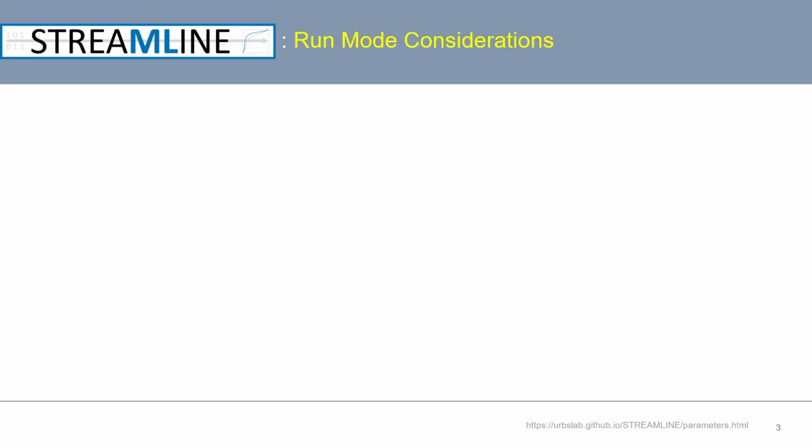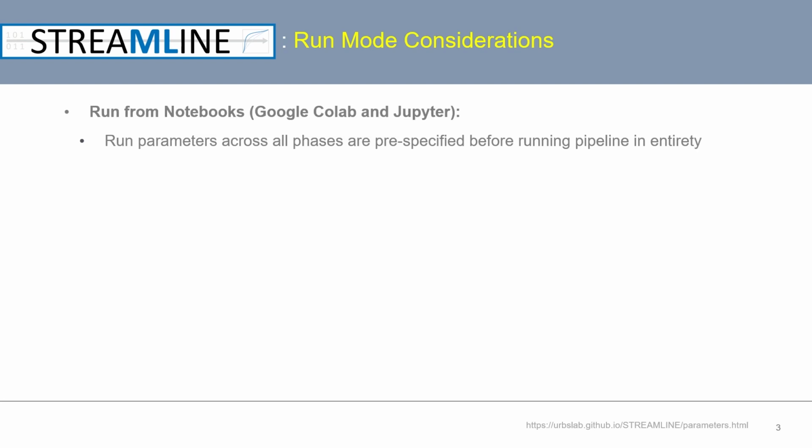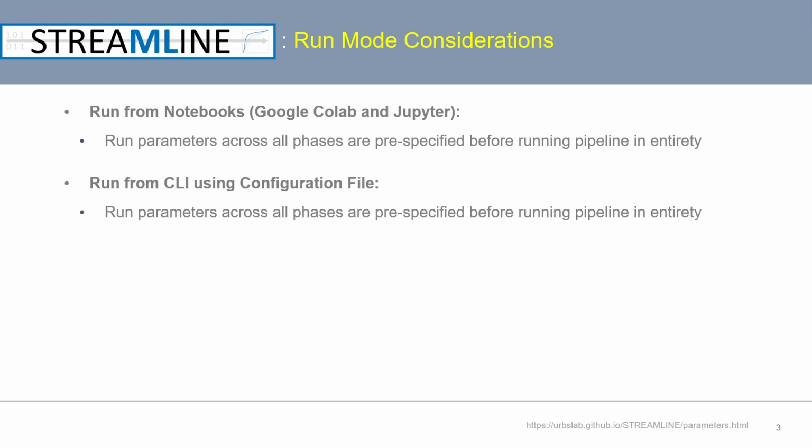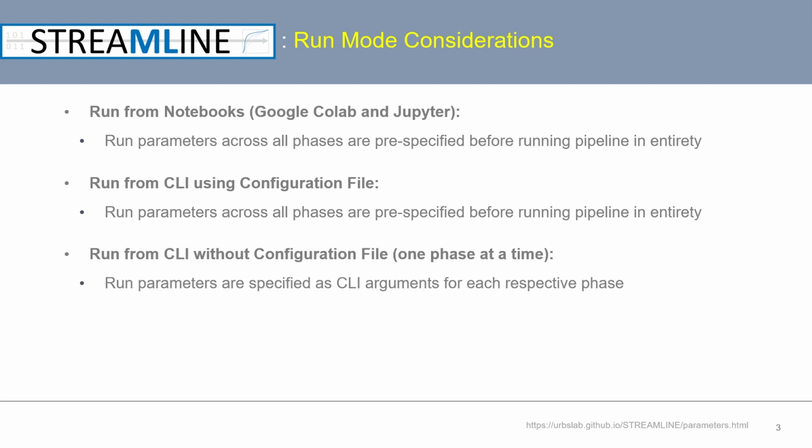We'll start by discussing some run mode considerations with respect to run parameters. When running STREAMLINE from one of the included notebooks, either Google Colab or Jupyter Notebook, run parameters across all phases are pre-specified before running the pipeline in its entirety. When running STREAMLINE from the command line interface using a configuration file, run parameters are similarly all pre-specified before running the pipeline in its entirety. And when running STREAMLINE from the command line without a configuration file, for example running one phase of STREAMLINE at a time, run parameters are specified as command line arguments for each respective phase.